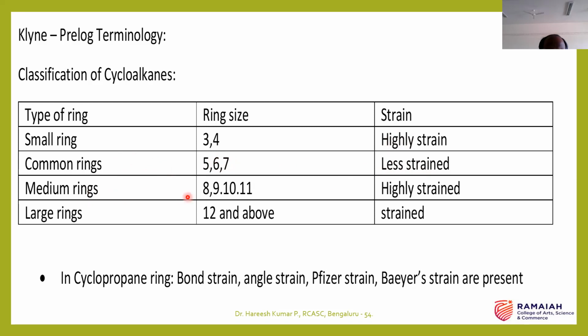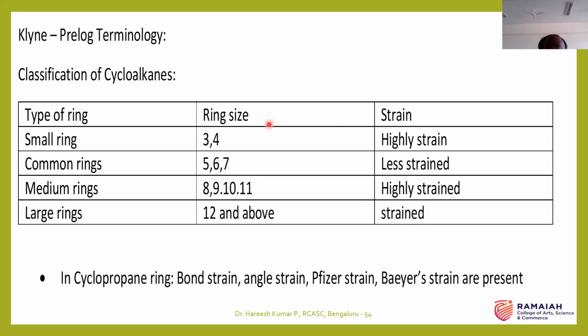The medium rings means 8, 9, 10, and 11 carbon containing ones. So 8 carbon containing ones are called cyclooctane, 9 carbon containing ones are called cyclononane, 10 carbon containing ones are called cyclodecane, and then the 11 carbon one. These are called highly strained. Large rings means 12 carbon containing and above, and these are called strained ones.